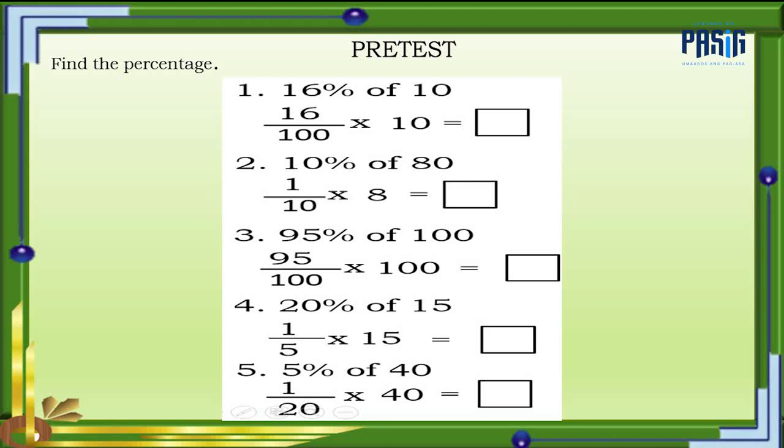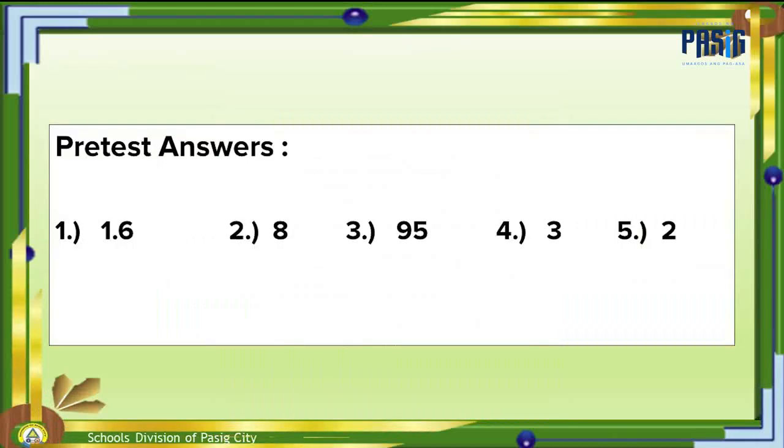The time is up. So here are the answers to these questions. Number 1, 1 and 6/10. Number 2, 8. Number 3, 95. Number 4, 3. And number 5 is 2.